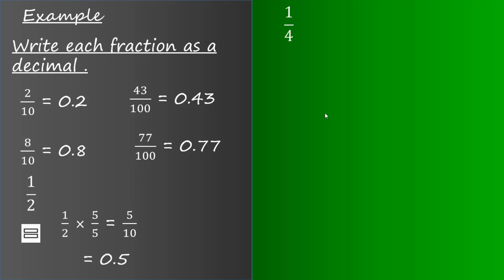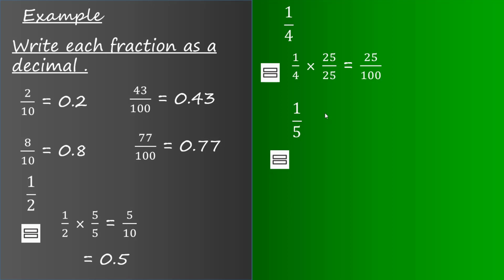Another fraction, 1 over 4. Ask yourself how to make 4 into 100. Just multiply, it's easy, by 25. So multiply the two terms of the fraction by 25. So it will be 25 over 100, which equals 0.25.